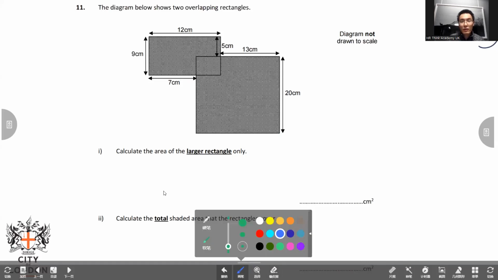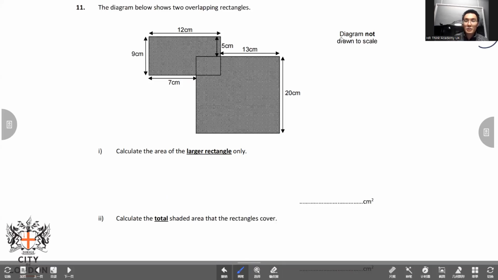So hope you still remember the formula to find the area of a rectangle, which is length times width. And for this question, we only have the length. We need the width. The 13 over here is not the width. It is part of the width. So how do we find the width? It's pretty simple. We just need to find the length of this part and then add the 13, and that will be the width.